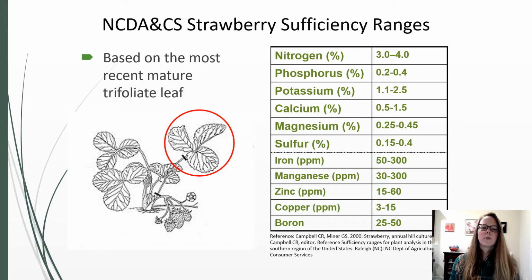The tissue sufficiency ranges used by the North Carolina Department of Agriculture and Consumer Services for strawberry are from the Campbell and Minor reference, and the concentrations of the essential nutrients are based on the most recent mature trifoliate leaf. That is the leaf that is circled in the diagram below and what should be collected when sampling for strawberries.